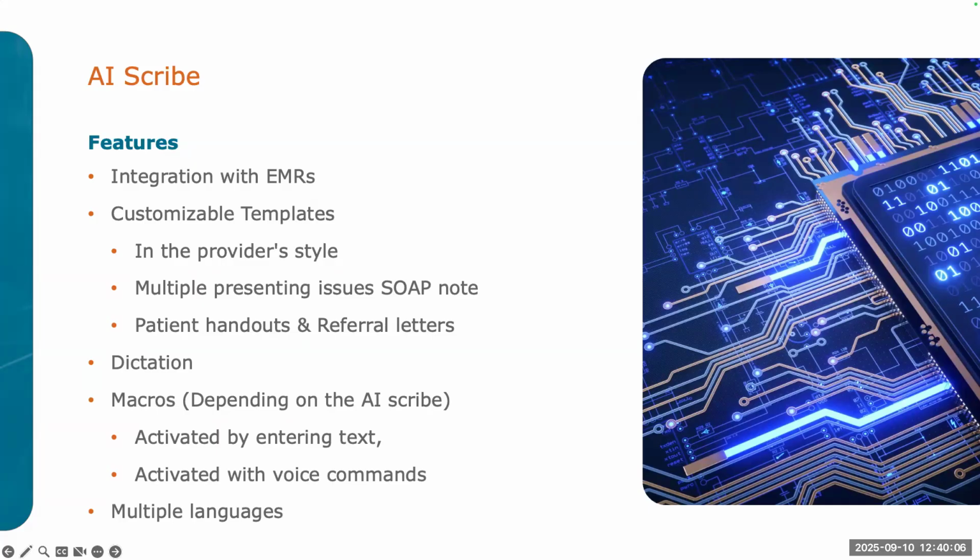So you can really have the SOAP note in exactly the provider's style. Maybe they want bullet points. Maybe they want it more concise. Maybe they like paragraphs. So really, you can tailor it to exactly how you like it. Then there's other types of templates. You could have a multiple presenting issues SOAP note that lays out issue one, issue two, and so it's really clear to distinguish between the two presenting issues that have been discussed in that visit.